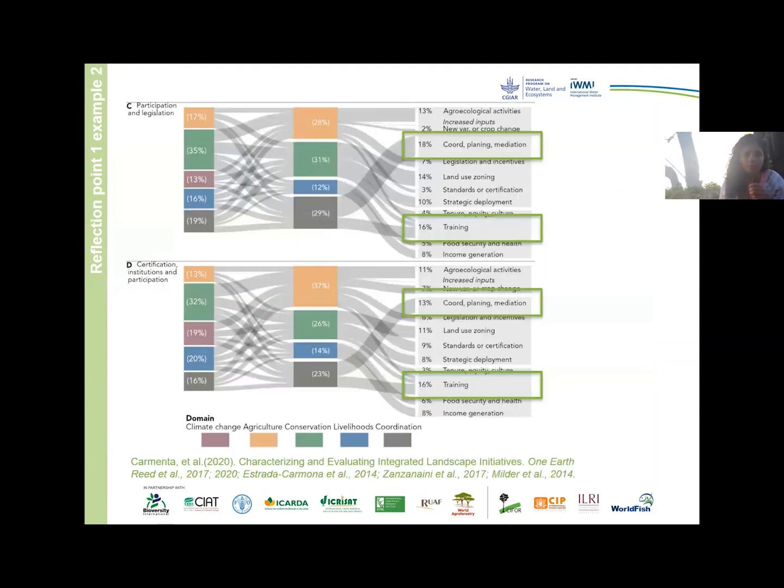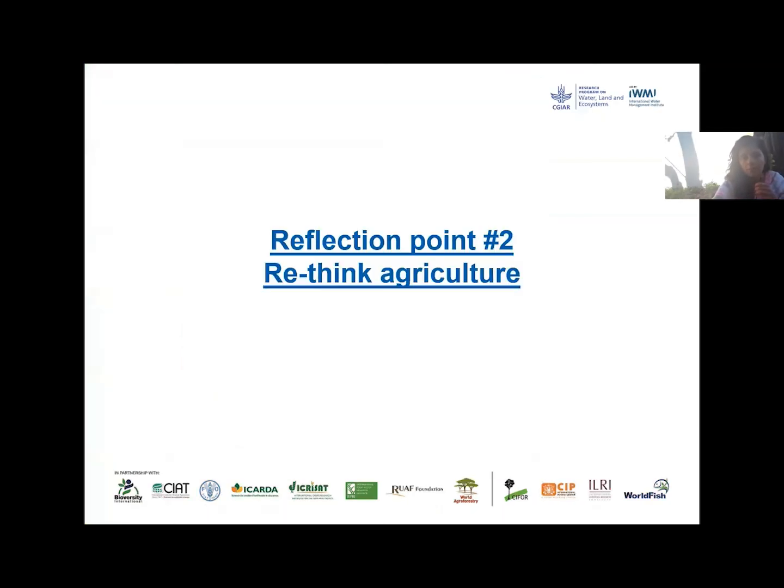Also, we know from surveying and discussing with landscape practitioners that achieving change at the landscape level requires investing a lot in coordination, planning, mediation, and training, building the capacity and bringing people together to move upwards. And this requires long-term investments. So then the question when thinking about restoring African drylands is how can we get better at investing, for example, in multi-stakeholder platforms and measuring the impact of those investments.